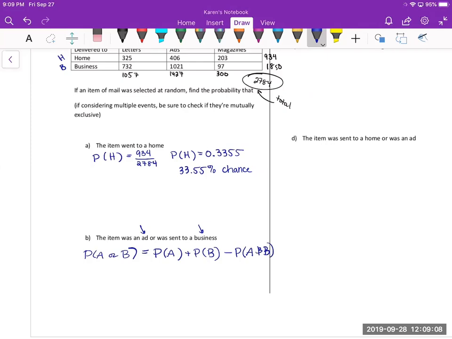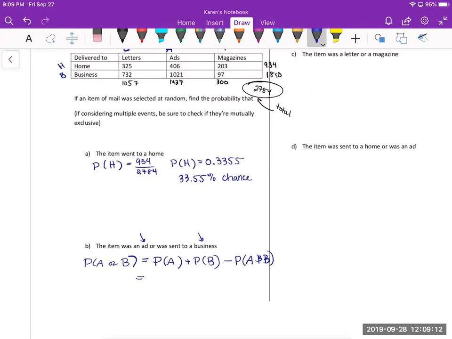So just think about it like this. Let's look at how many items were ads. We had 1,427 of them out of the 2,784. That's the probability of selecting an ad. The next part is the probability of selecting a piece of mail that went to a business. There are 1,850 pieces of mail that went to a business out of the 2,784.